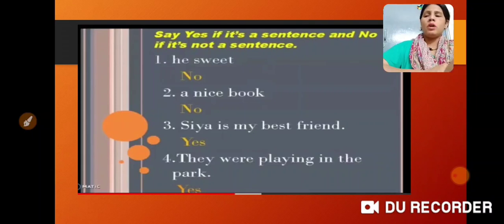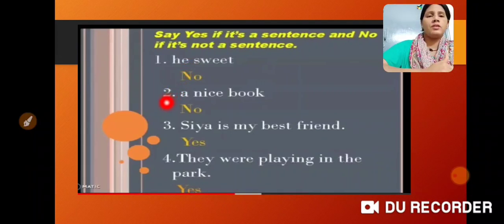Now look at the following group of words and say yes if it is a sentence and no if it is not a sentence. For example, the first example is he sweet. These group of words do not make any complete sense. That's why these group of words are not a sentence. So we will write no, because they are not making a complete sense, which means they are not a sentence.